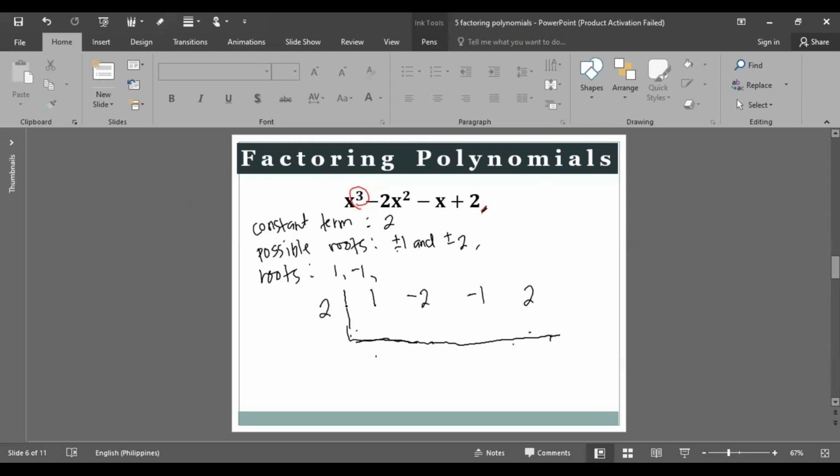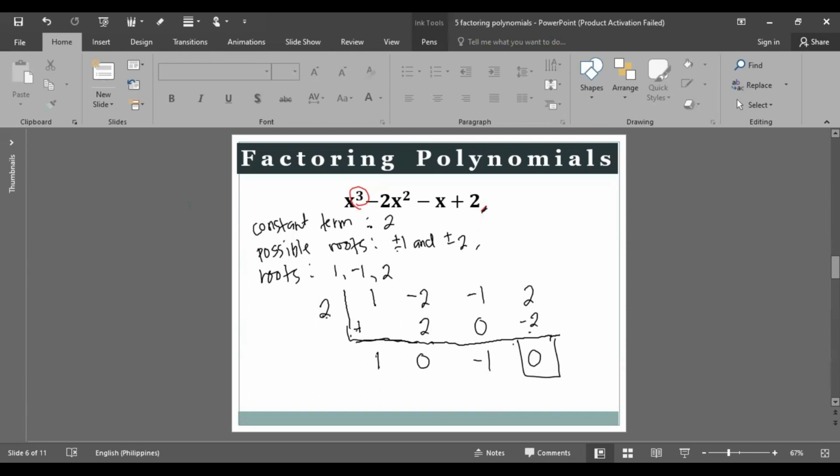Let's have positive 2. So bring down 1, multiply 2 by 1, we get 2. Perform addition, we get 0. 2 times 0 is 0. Perform addition, we get negative 1. Multiply 2 by negative 1, we get negative 2. Then perform addition, we get 0. So since the remainder here is 0, we can say that 2 is one of the roots of this polynomial expression. So kumpleto na ba yung roots?